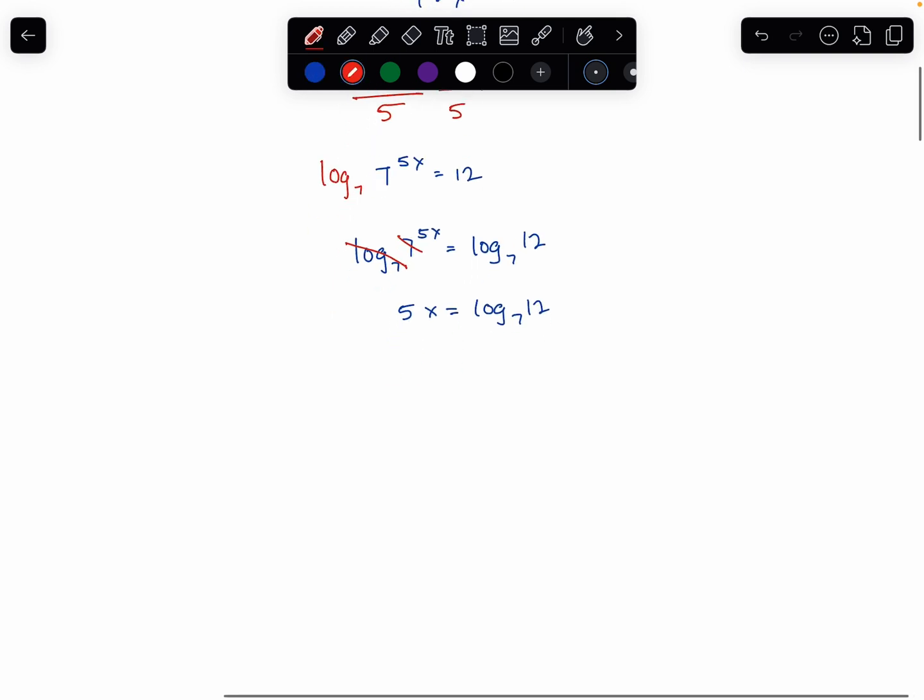And then I can divide by 5. I can't just divide the coefficient by 5. It's everything that's going to be divided by 5. So x will be equal to log base 7 of 12 divided by 5.